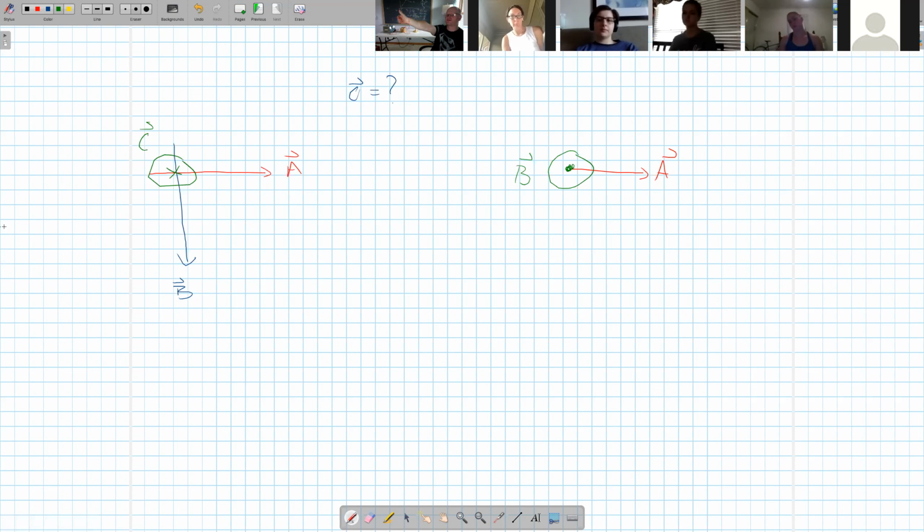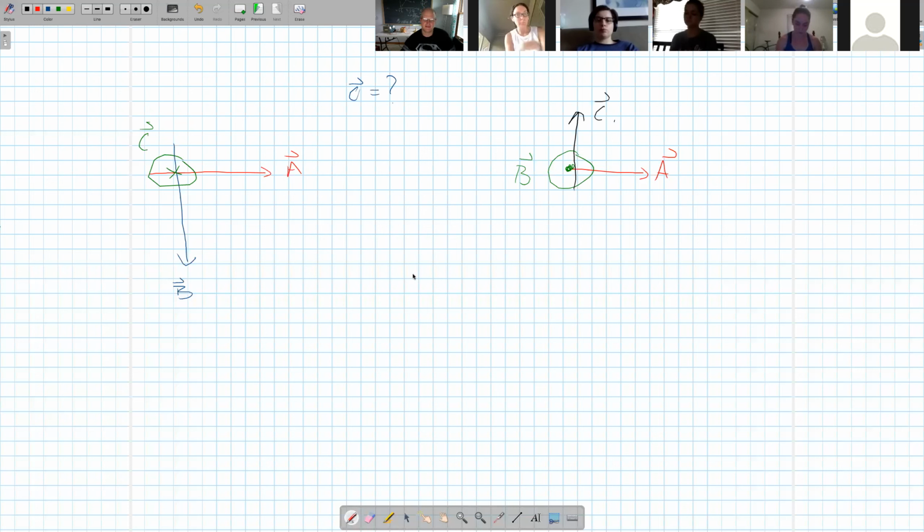So now I curl my fingers in the direction of the smallest angle. So that'd be that way. My thumb would then point in the direction of C. So C in this case would be straight up. So C then would point this way. Okay. So let's do another example.